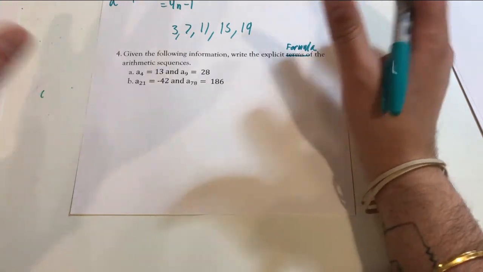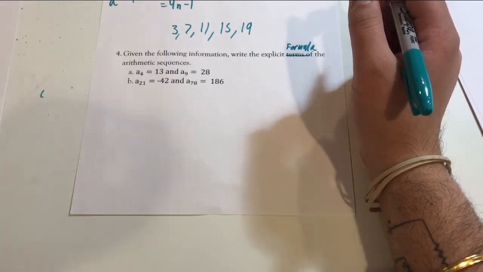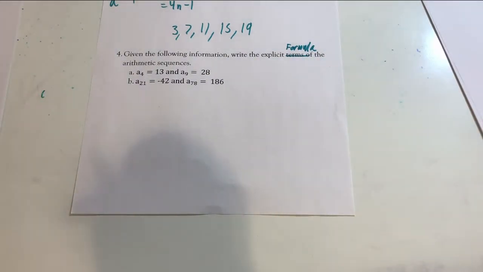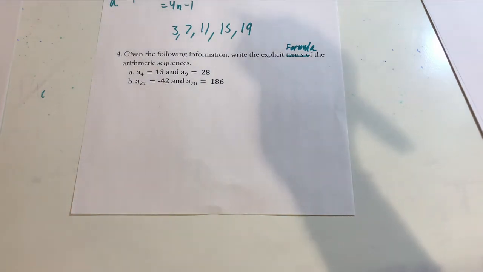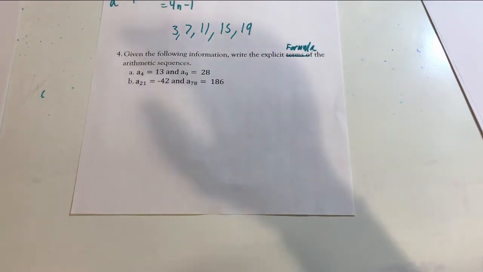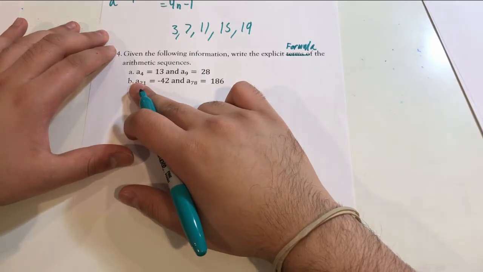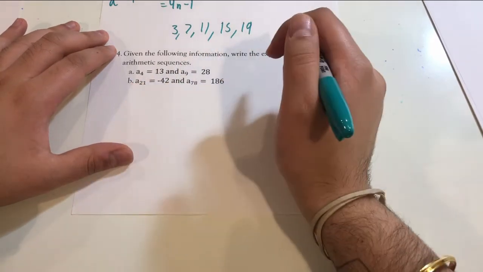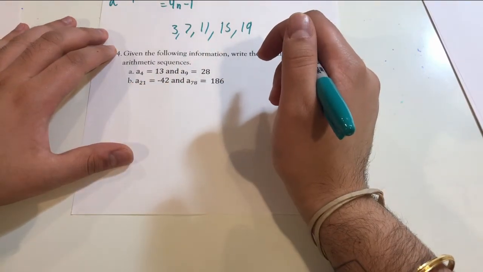So how do we go about doing that? All right, try to think about it, pause the video, and try to think about how you might want to do this. All right, so let's look at the first one. We know the 4th term is 13 and the 9th term is 28.